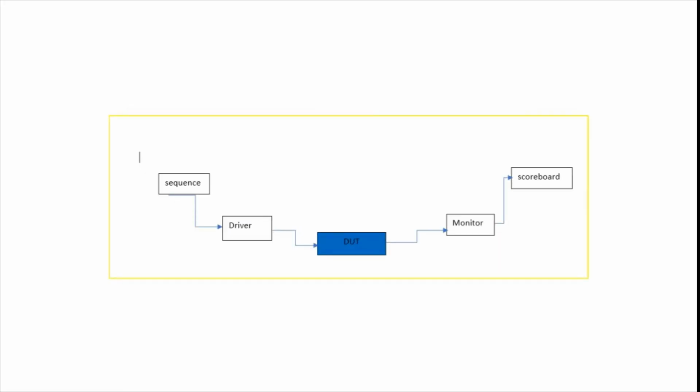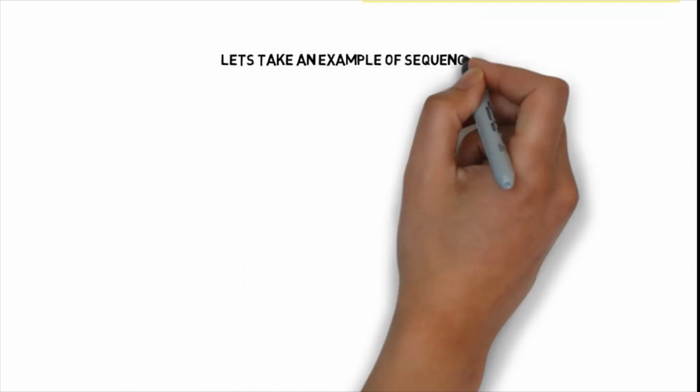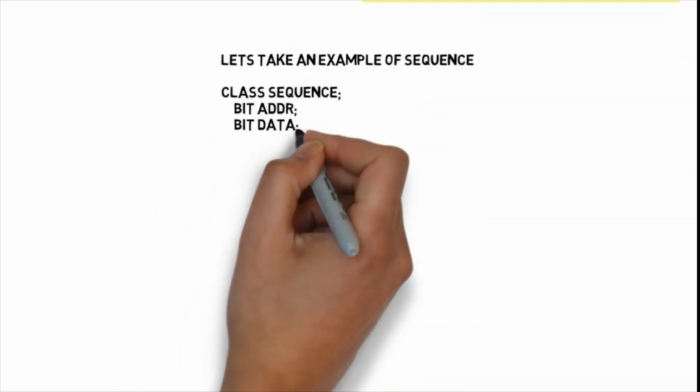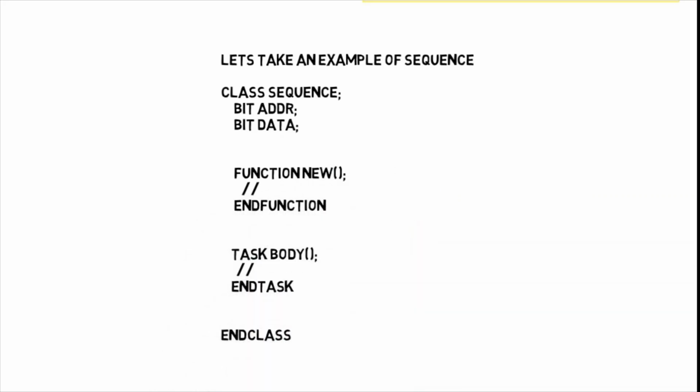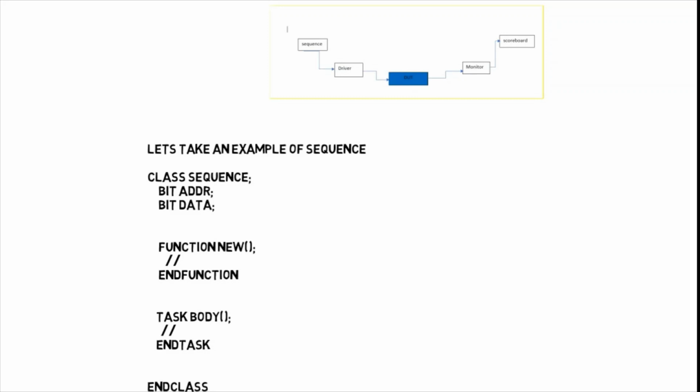This is the diagram from my previous video. This is the components of test bench. That is sequence, driver, monitor and a scoreboard. So each of these components are classes. Let's take an example of sequence. Class sequence, and it contains variables address and data, and it has a function and a task.